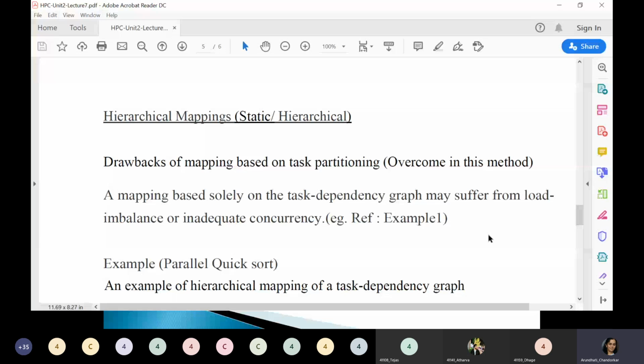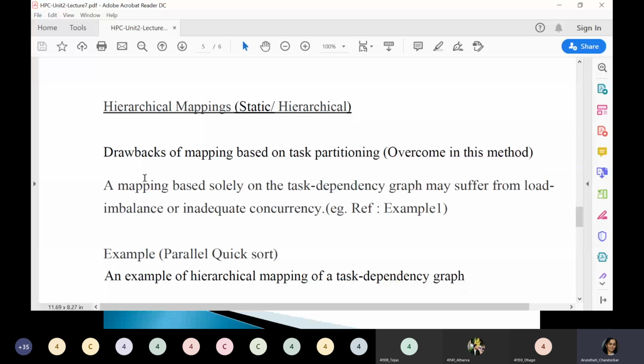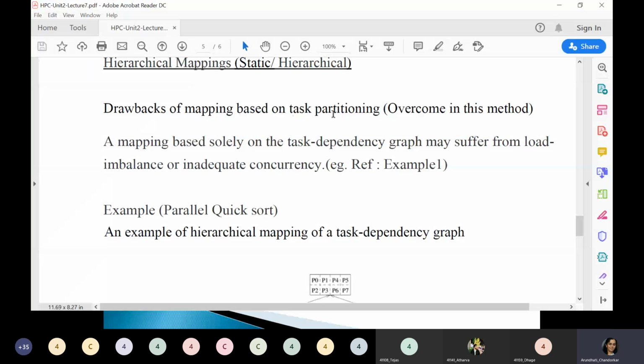So last is hierarchical mapping, the last category in static mapping. Static block we had seen in that array graph. Then next is static task partitioning we had seen, and now last is static hierarchical. The drawbacks of mappings based on task partitioning are overcome in this method.